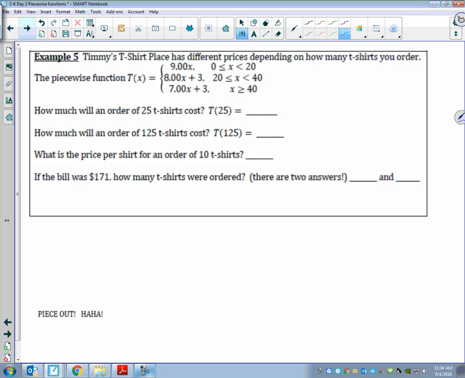Okay, so this is the last one. I want you to read through this, look at it, and see if you can come up with the answers, and then we'll talk about this in class tomorrow and practice some.